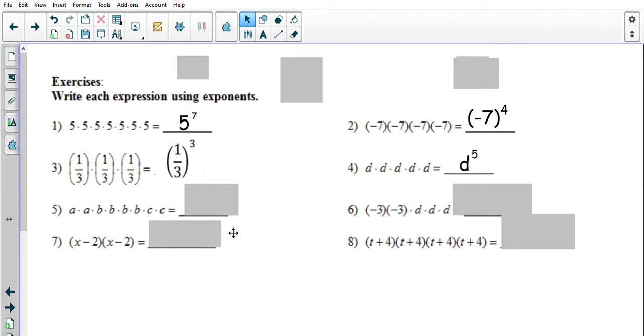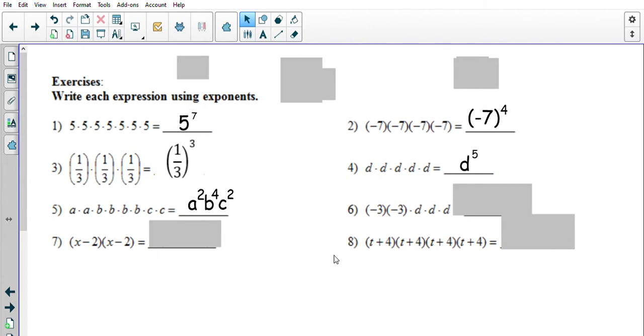In number 5, we have a times b times b times b times b times c times c. That will be a to the 2nd power times, or you don't have to have a multiplication sign there, b to the 4th power, c to the 2nd power. We have 2 a's, 4 b's, 2 c's, so a squared times b to the 4th times c squared.